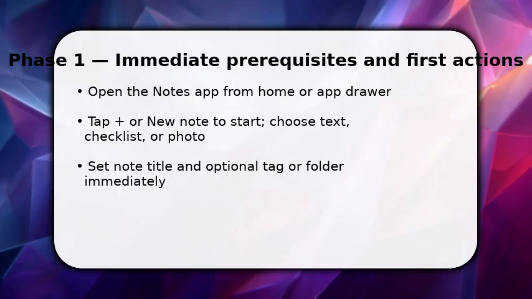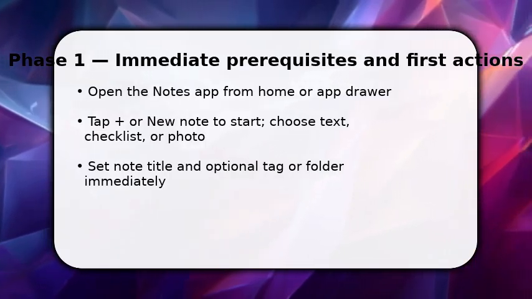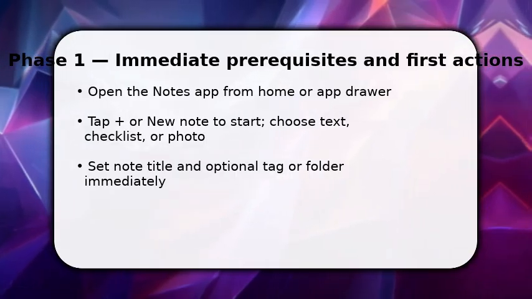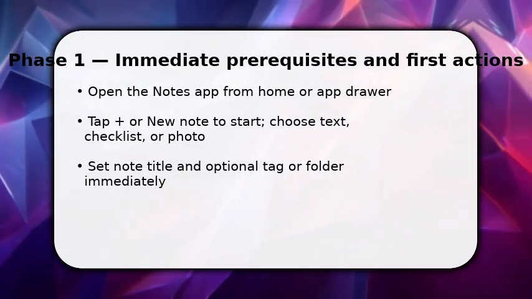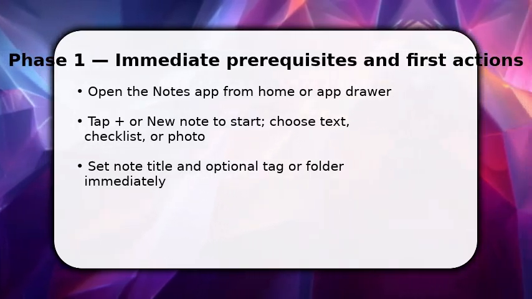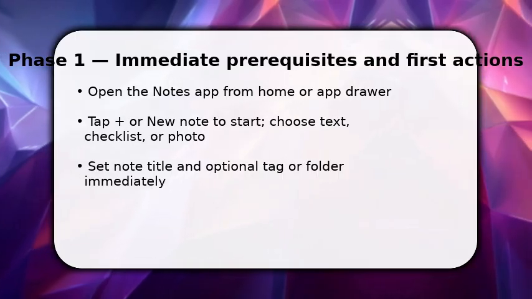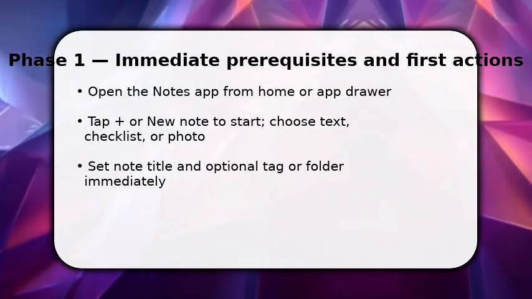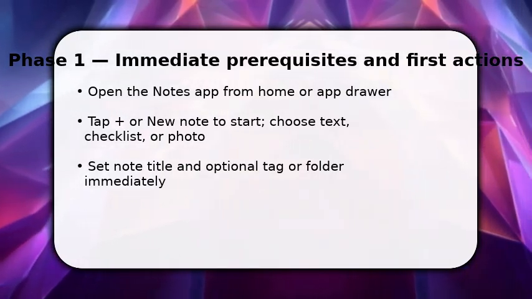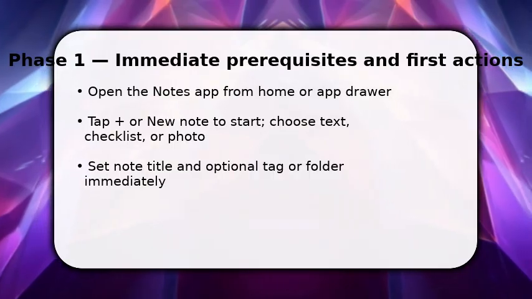You start by opening the Notes app and creating a new entry. This kicks off organization from the first step. Tap the plus or new note button and pick text, checklist, or attach a photo so the content matches your purpose. Once done, give the note a short title and add a tag or folder to group it. This makes retrieval faster later. Make sure to enable autosave if prompted, so edits persist without extra taps.